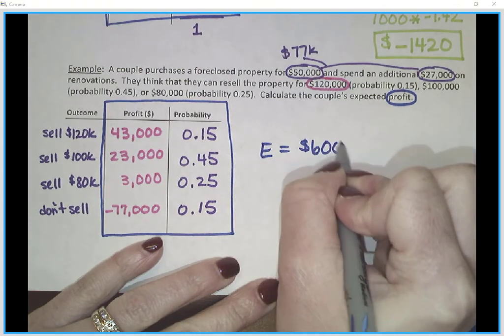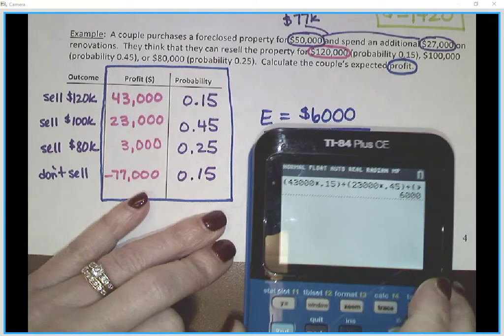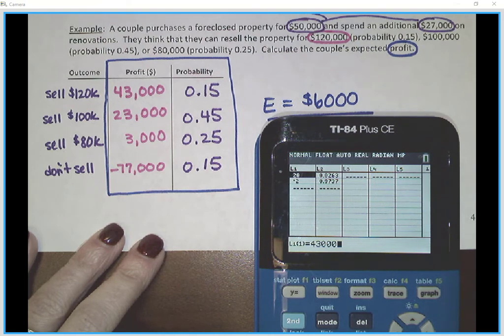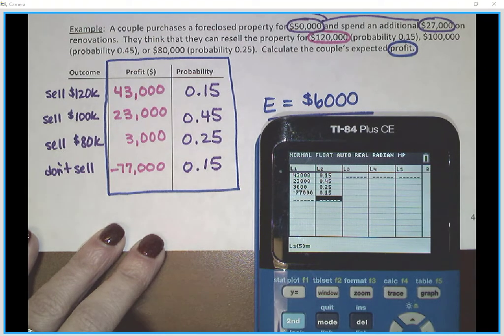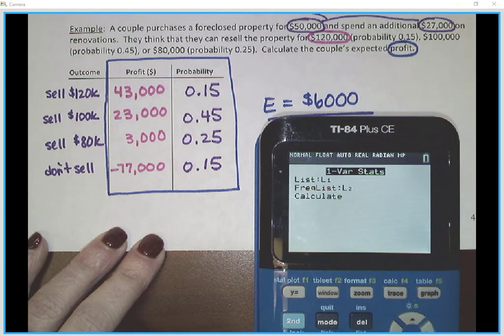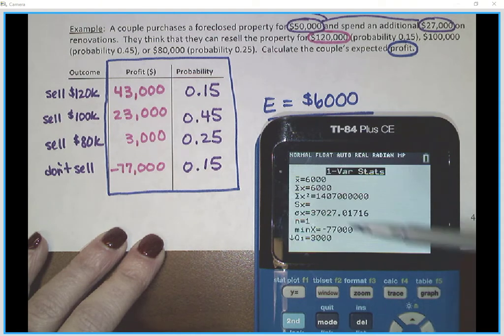Now let's do it the other way and see if we get the same amount. Let's see here. Okay, so I've got my table in there. Notice that the last one is negative, negative 77,000. Get that all in there. 1-Var Stats, L1, L2, $6,000. It's the top number. So y'all do it however you're more comfortable doing it. I know one of these will end up on the final though.